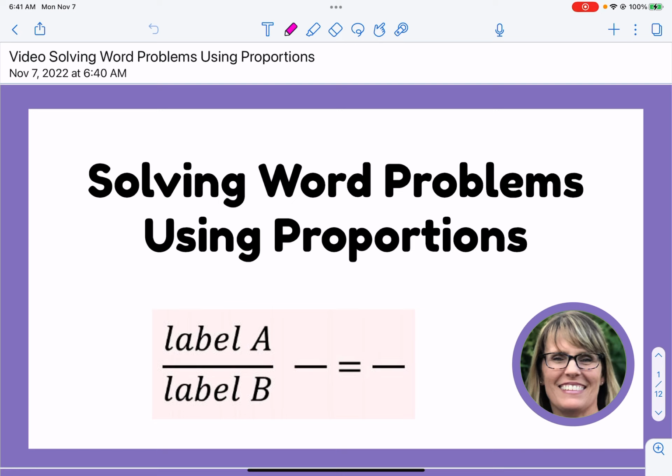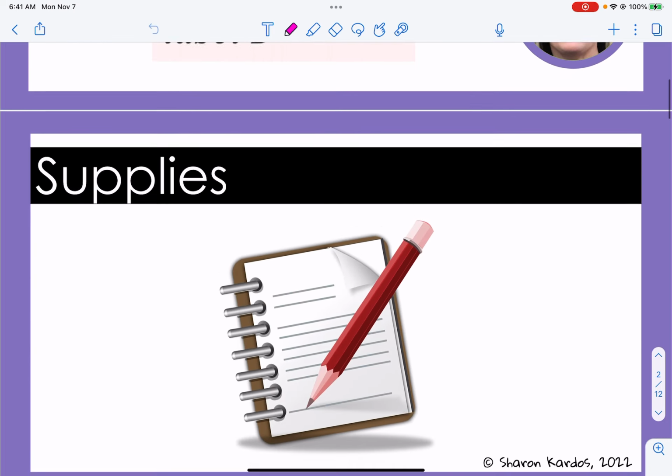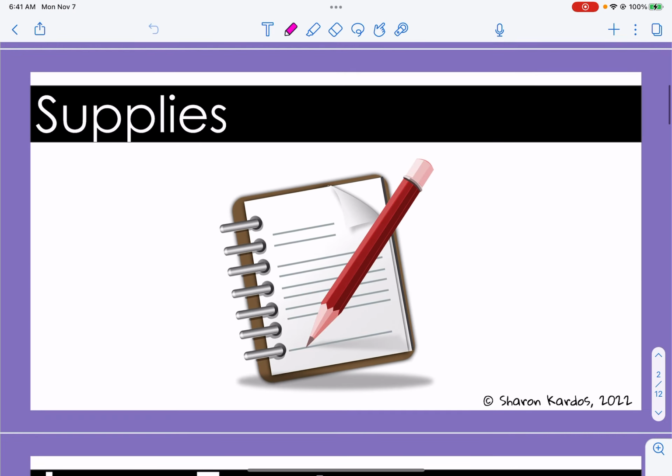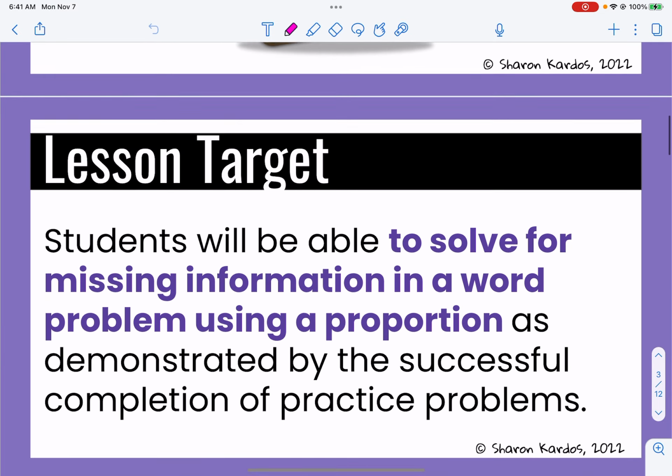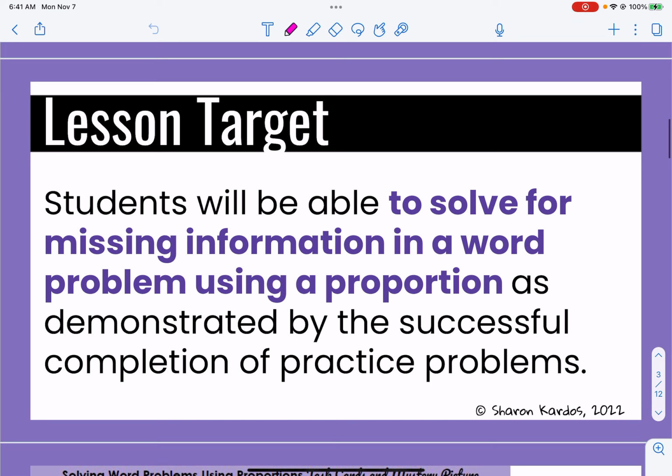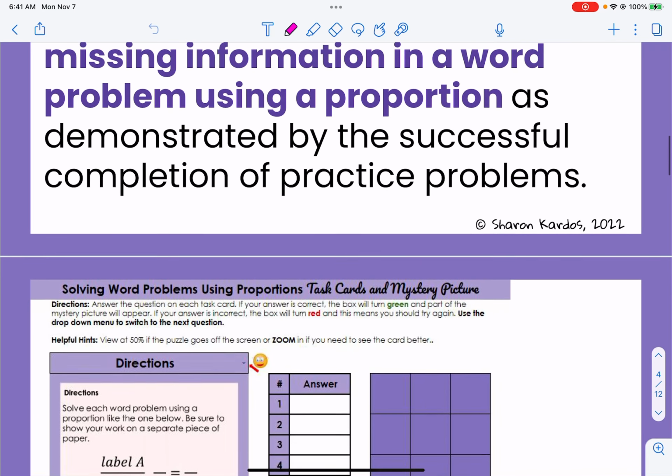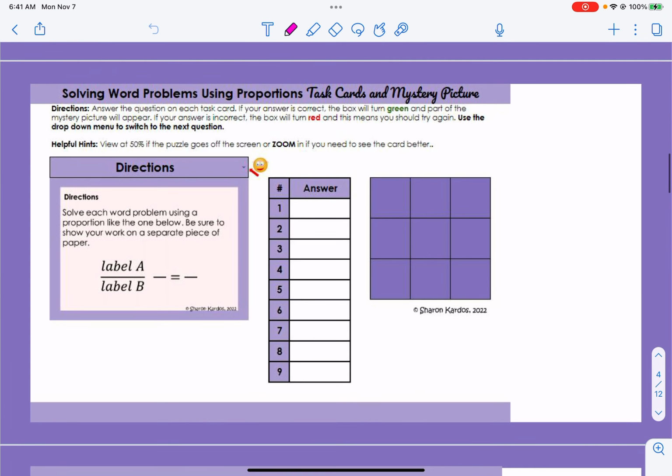So what we've been talking about is solving word problems using proportions. So grab your supplies, your paper, your pencil, your notes, and let's get into it. So our lesson target is that students will be able to solve for missing information in a word problem using a proportion. And we're going to show that by doing some practice problems.